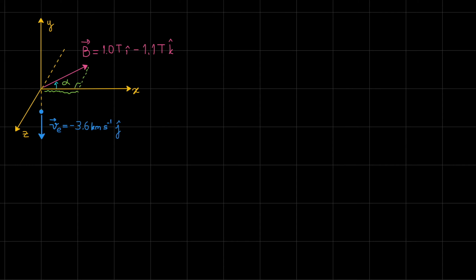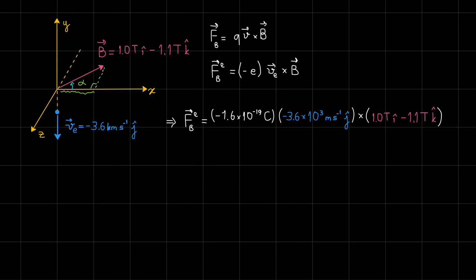Now, given this magnetic field, if we have an electron moving in the negative y direction at 3.6 kilometers per second, what is the magnetic force acting on the electron? Let's just apply the magnetic force formula. This time we are given the vectors in component form, so we're going to do the cross product using the components. Here I have set up the formula for the magnetic force.